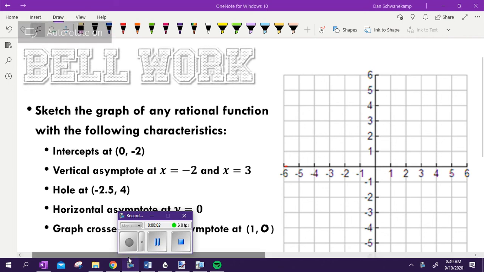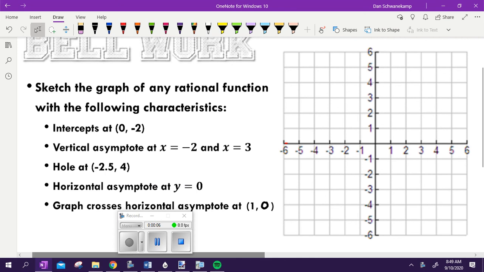Let's talk through some bell work. On bell work here today, we are graphing these characteristics. So the graphing itself should be pretty easy, okay? Sketch the graph of a rational function with the following characteristics. First thing we got is an intercept at (0, -2). So (0, -2), boom, there's my y-intercept.